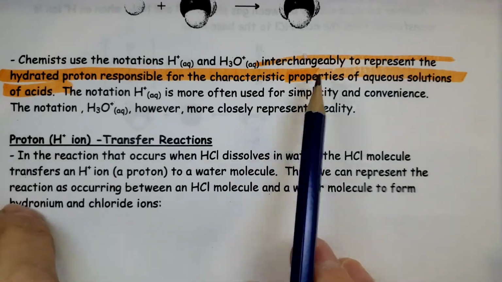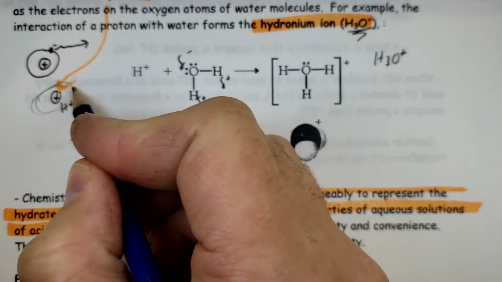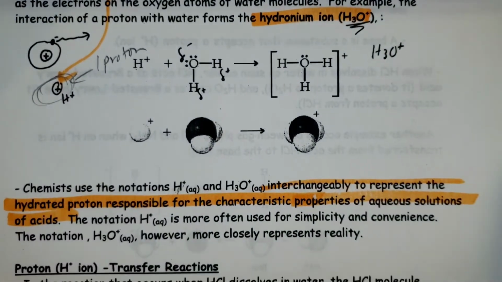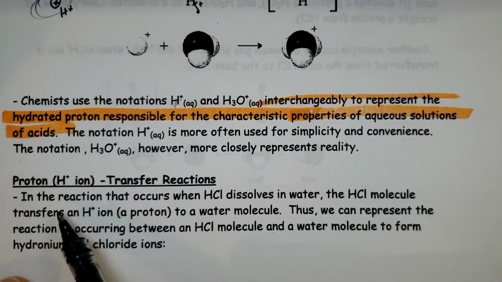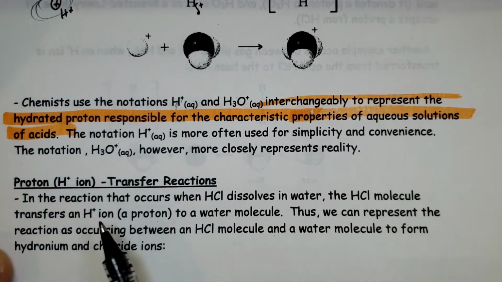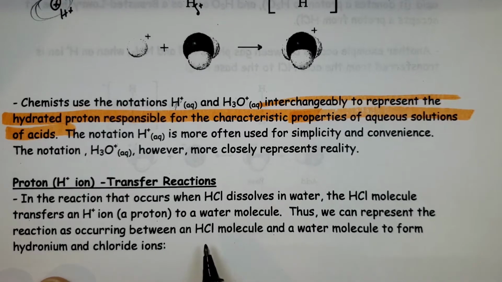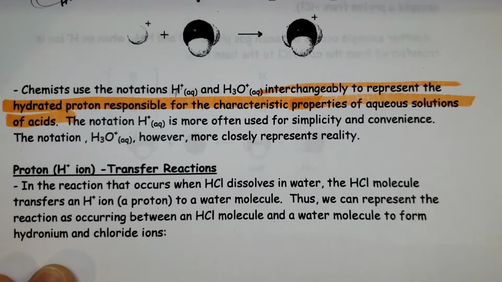Sometimes it's referred to as a hydronium ion, sometimes an H plus ion, or sometimes simply a proton, because that's what an H plus ion is. It's just the nucleus left with a positive charge in the middle. So when HCl dissolves in water, the HCl molecule transfers an H plus ion, or a proton, to a water molecule. Thus we can represent the reaction as occurring between an HCl molecule and a water molecule to form the hydronium and chloride ions, as seen on the next page.